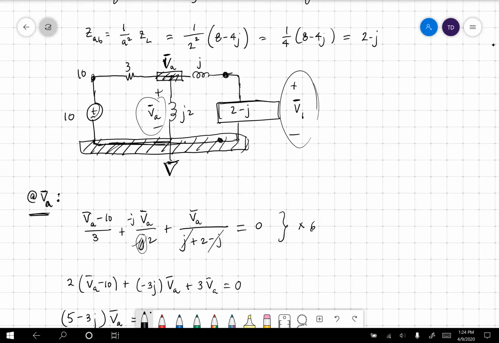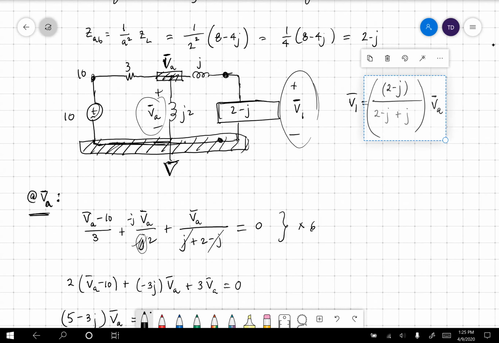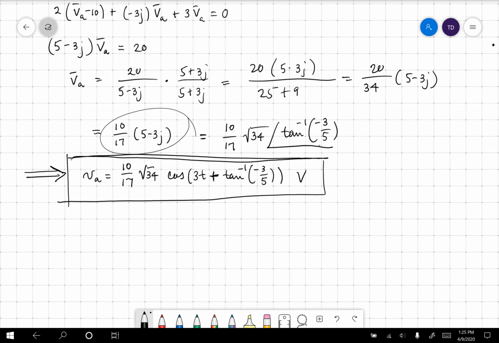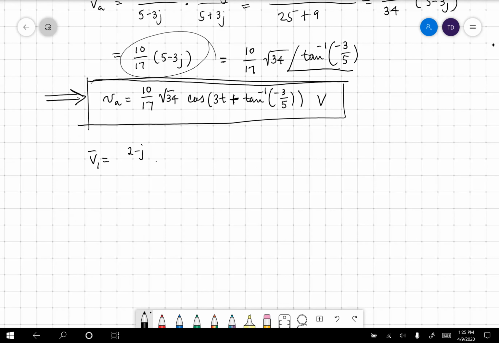I'll write it up here so you can see it while the circuit is still there. V1 equals 2 minus j divided by 2 minus j plus j, all times VA. Okay, everybody see that? So I'll rewrite down here. V1 was equal to 2 minus j over 2 minus j plus j all times VA, which is equal to 2 minus j divided by 2 times VA, but VA is right here.